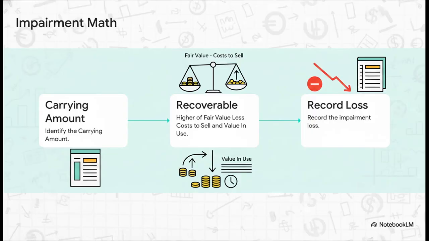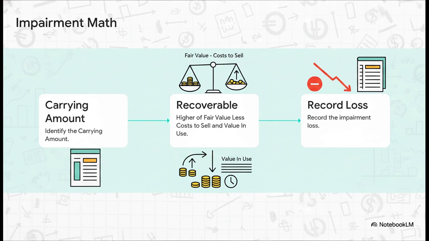Let's walk through the exact math of IAS 36. Step 1, identify the carrying amount. Step 2, determine the recoverable amount. Now, recoverable amount is defined as the higher of fair value less cost to sell, meaning what you'd get if you sold it today, and value in use, meaning the cash it'll generate if you just keep using it. Step 3, record the impairment loss.